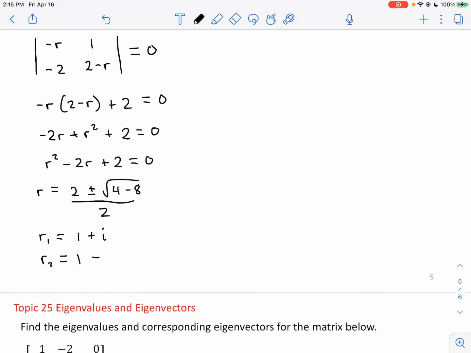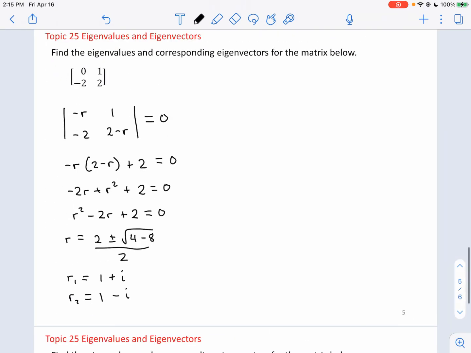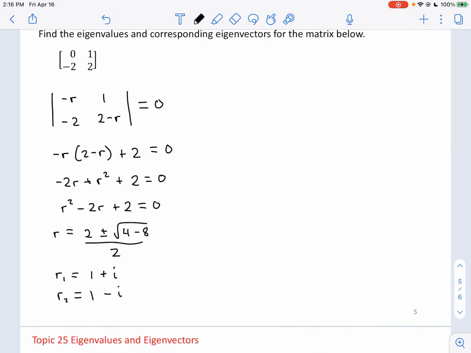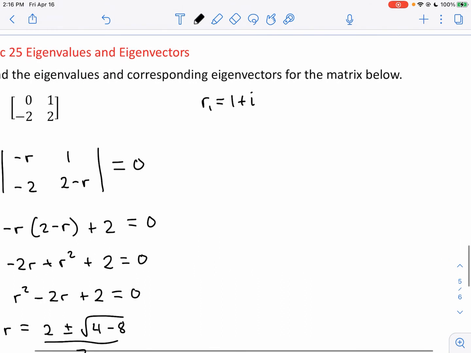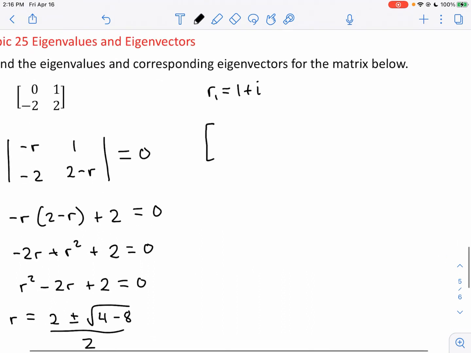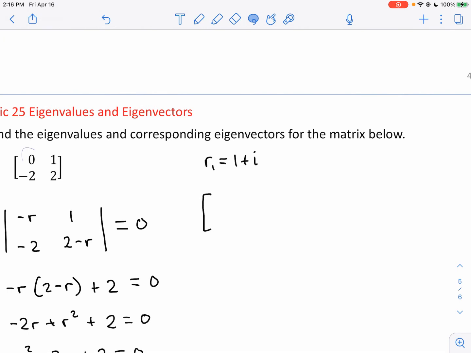and the second one is 1 minus i. Okay, now we want to look for the eigenvectors corresponding to each of these. And we can do this even though these are non-real valued. So let's begin with r1 equals 1 plus i. So I'm going to subtract 1 plus i from the main diagonal. And I'll skip a few steps here. Subtracting 1 plus i from the main diagonal gives us -1 minus i in that position, and then a 1, a -2, and then we do 2 minus 1 minus i, which will be 1 minus i.